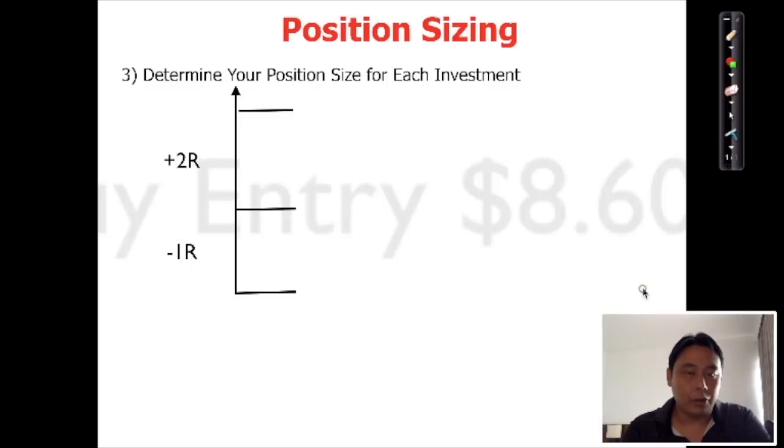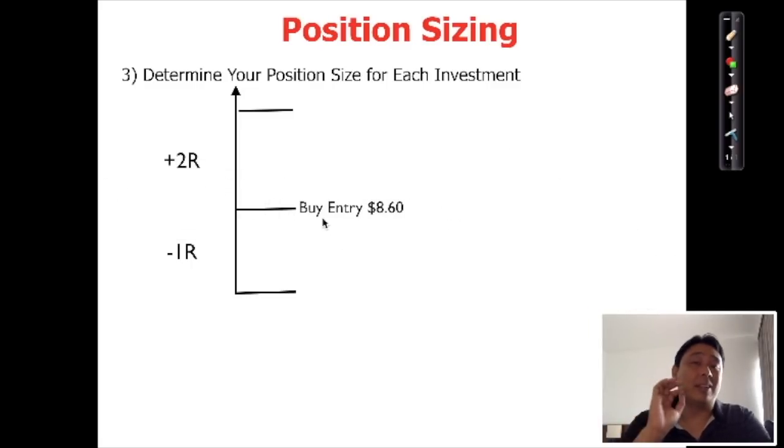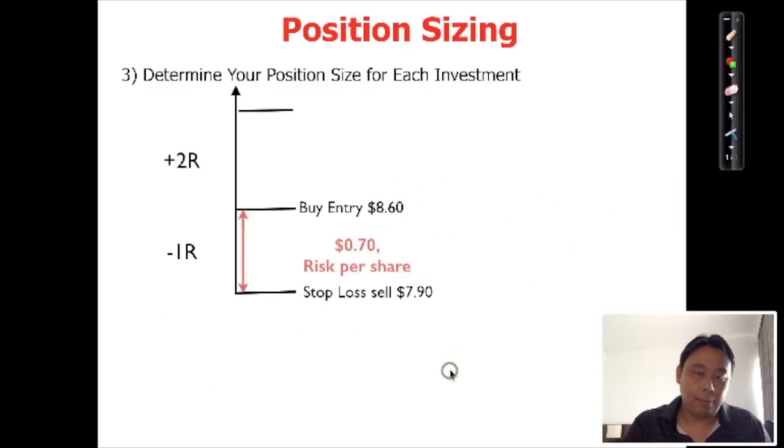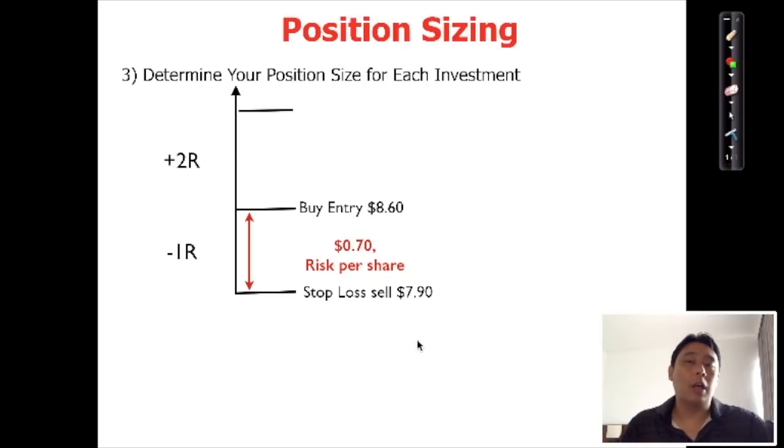All right. So we buy at $8.60. That's our entry price. We place our stop loss at $7.90. Okay? So what is our risk per share? Our risk per share is 70 cents. How do you get that? $8.60 minus $7.90. Which means if we are wrong about this trade and it hits our stop loss, we lose 70 cents per share. That's our risk per share.